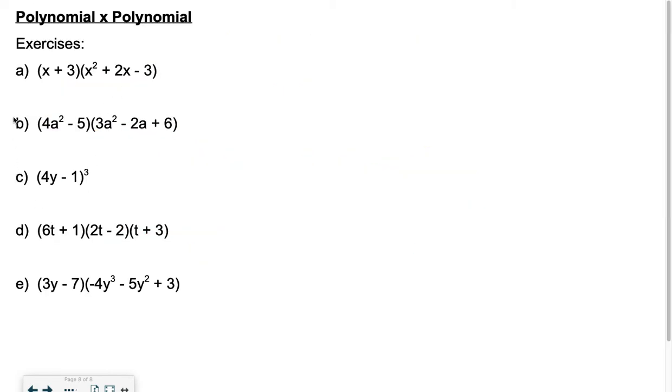This is where we have a polynomial times a polynomial, so it's the same idea, you're just distributing one more time. Now, you can be very organized here, so I'll demonstrate. Starting with our first one, we're going to have x times x to the second, which is x to the 3. x times 2x is 2x squared, and x times negative 3 is negative 3x.